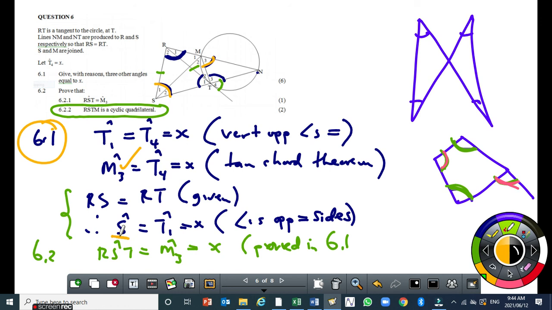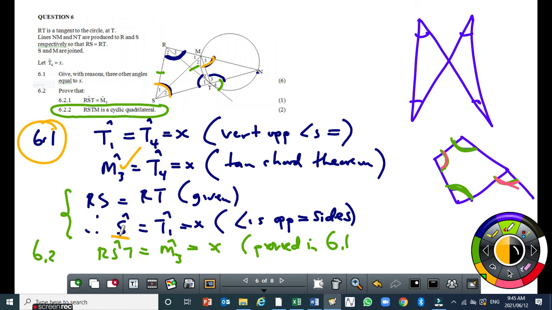Yeah, it will be M3 is equal to S. We have proved that already. So say M3 equal to S, both are equal to X. The reason: proved in what? 6.1. Then you say, therefore, RSTM is a cyclic quad. So what's the reason? We proved it. You can see M3 is X, M of S. Yes, yeah, we proved it.